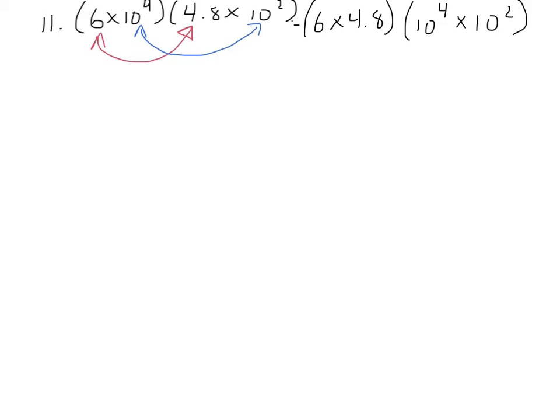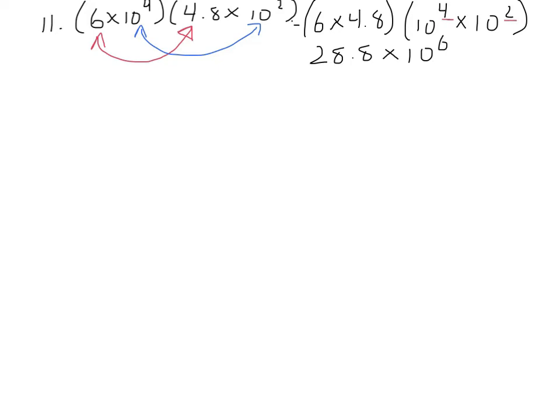So 6 times 4.8 is 28.8. 10 to the 4th times 10 squared: I add my two exponents, the 4 and the 2, and I get 10 to the 6th power.